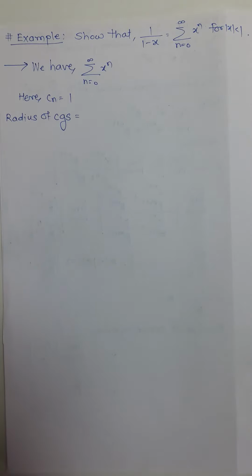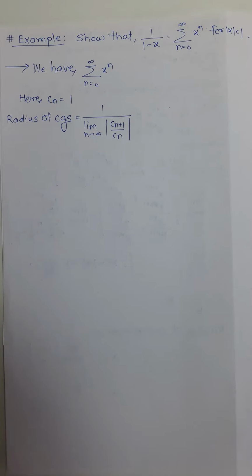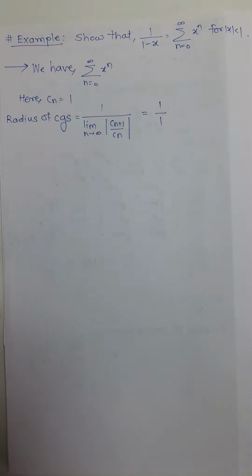You know that there are two distinct formulae to find the radius of convergence. Out of that, one formula I'm going to use: 1 upon limit n tends to infinity of mod Cn plus 1 upon Cn. But see, what is Cn here? 1. So obviously Cn plus 1 is also 1. So 1 upon 1, the denominator is 1, and it is equal to 1. That means the radius of convergence is 1.